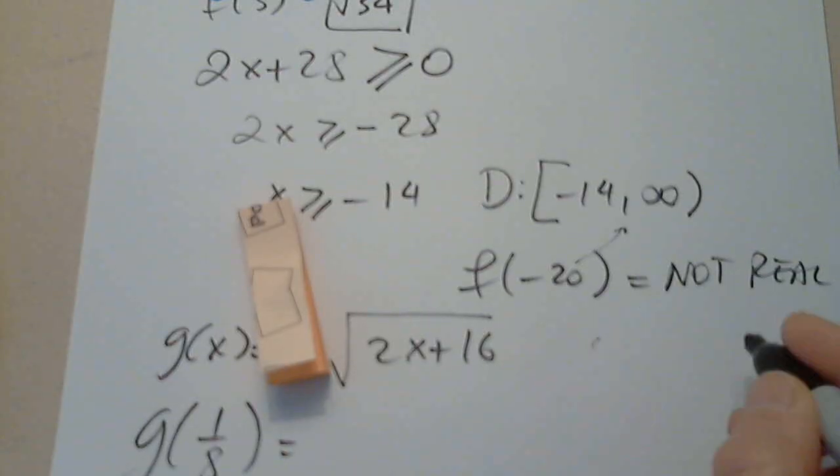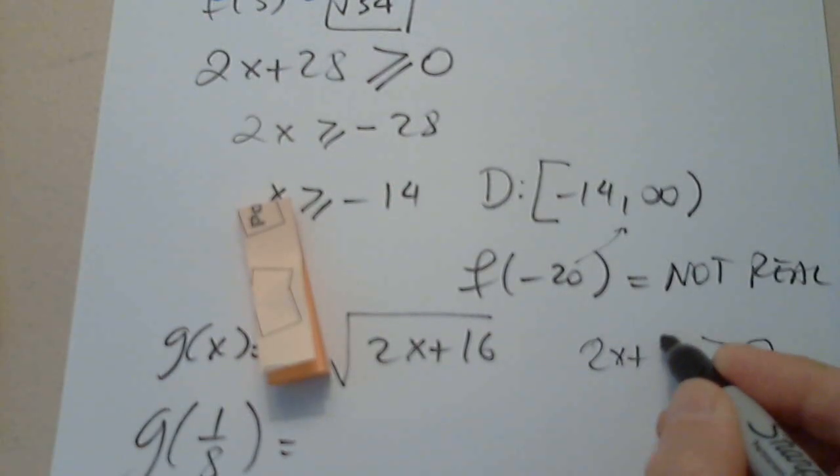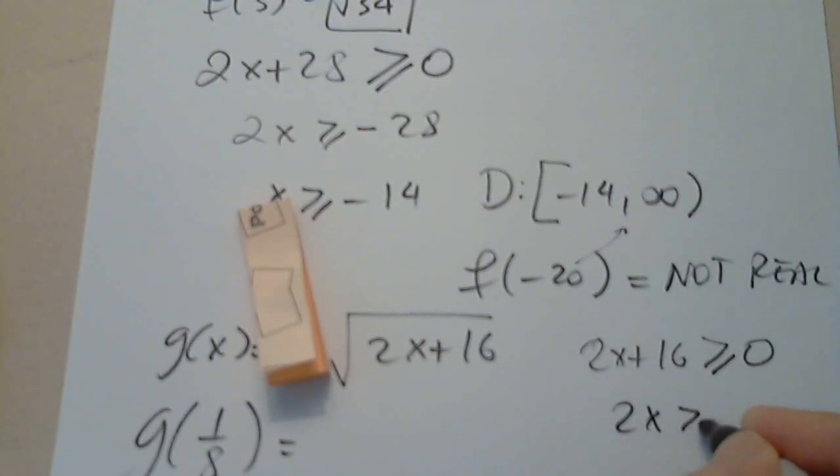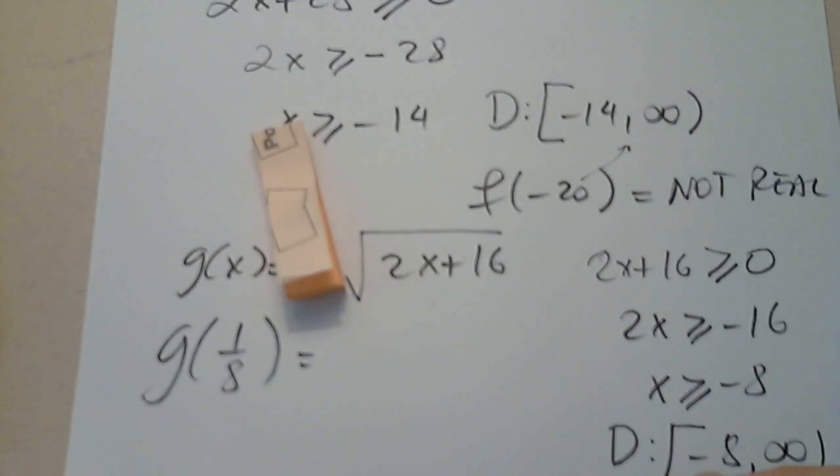Greater or equal to 0. Oh, the 2x plus 16 is, indeed, greater than or equal to 0. So 2x greater than or equal to -16, x greater than or equal to -8. So the domain of this function is bracket at -8 to infinity. This is extremely important for what follows in math.